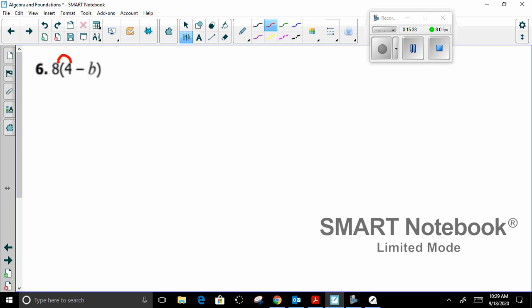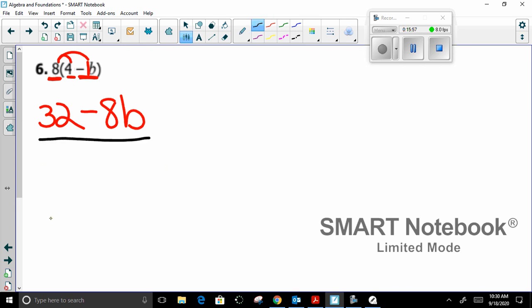All right, distribute that 8. Remember, when you distribute, you multiply. 8 times 4 is 32. 8 times negative b. Remember, there's a 1 here as your coefficient. So 8 times negative 1b would be negative 8b. Can I go any further? Can I subtract these two? Are they like terms? They have to be identical to go together, and they are not, so you are done.